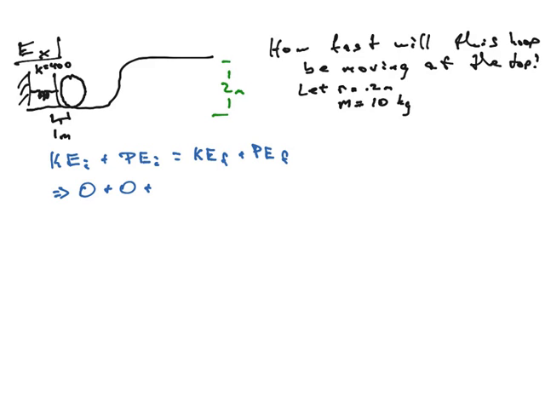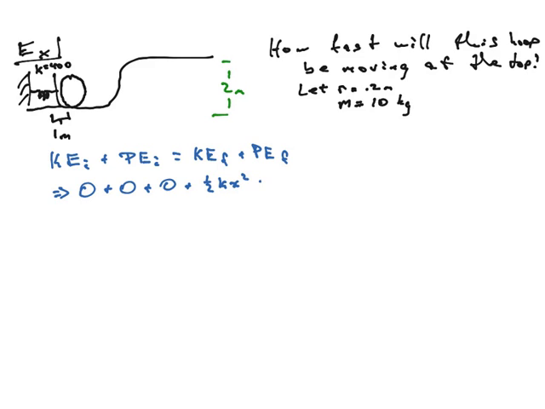Next, am I some distance above the ground yet? No, I'm still at the bottom of the hill, so no mgh. Am I compressing a spring? Yes, I am compressing a spring, so I have 1/2 kx squared.